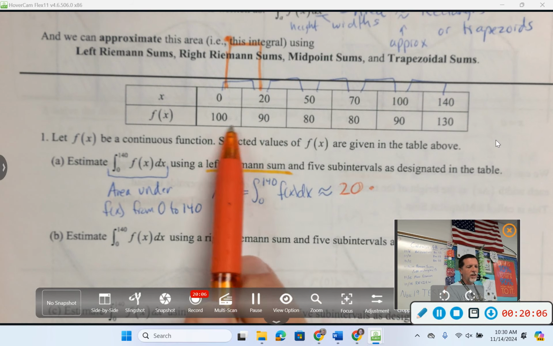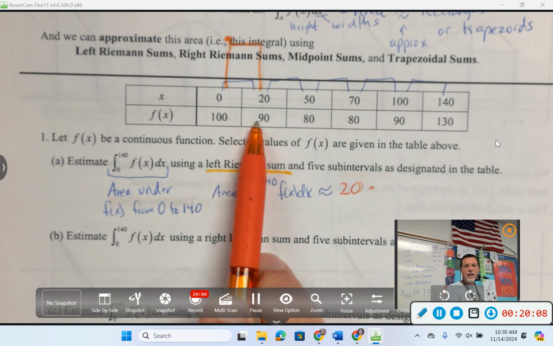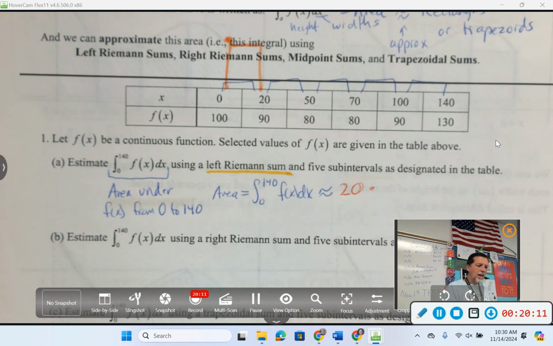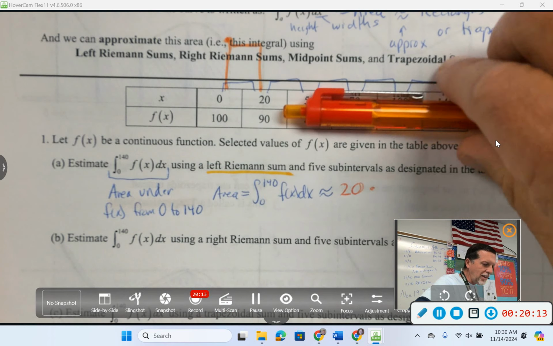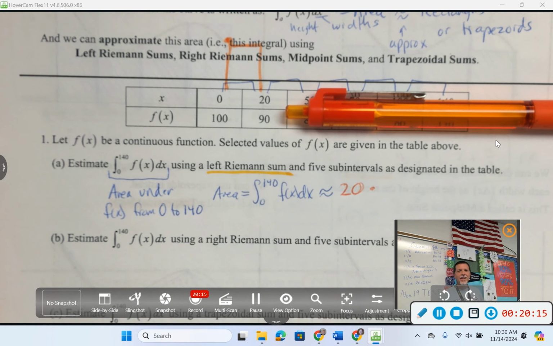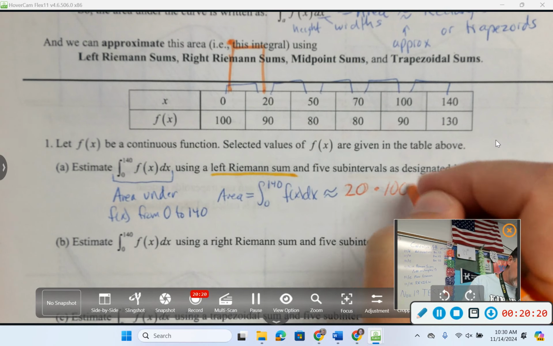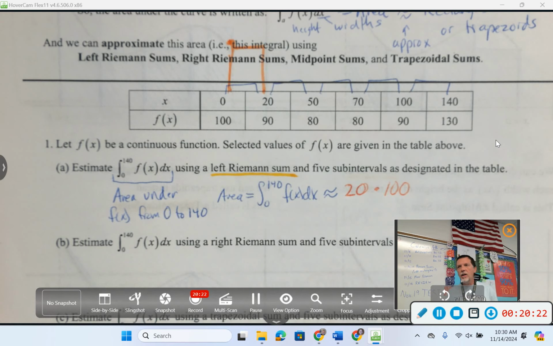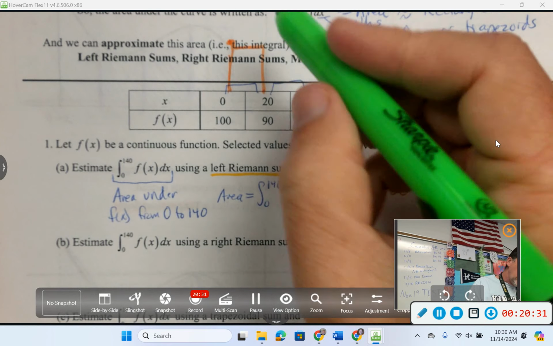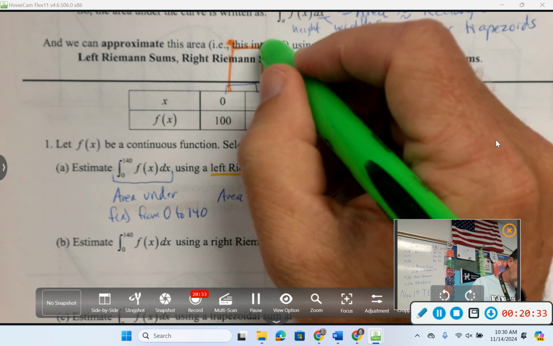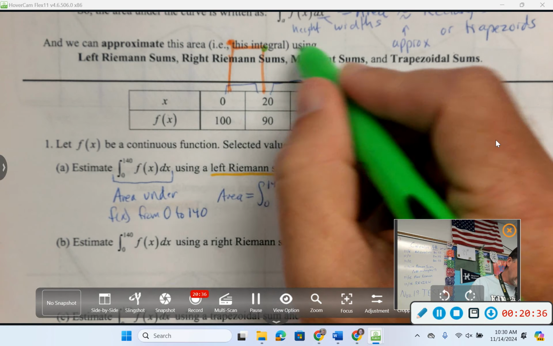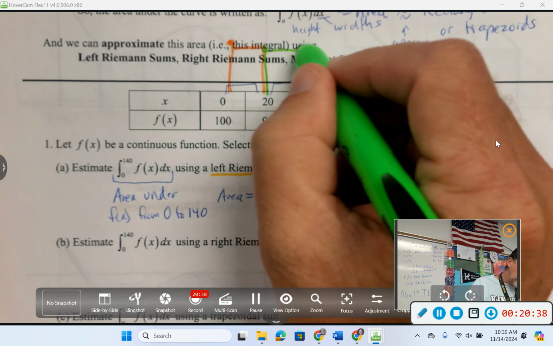Which height should I use, the 100 or the 90? If I want the left-hand sum, I should use the one on the left, the 100. I'm going to do lots of safe stops here because I don't want to do 20 times 100 and then add that. So we're just going to leave it as 20 times 100. The next one, we go from a height of 90 to a height of 80.